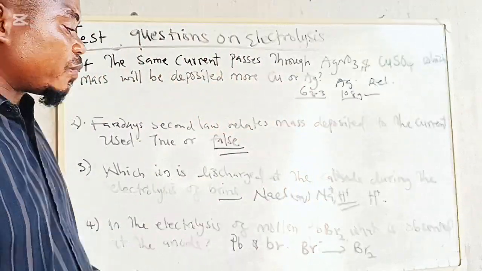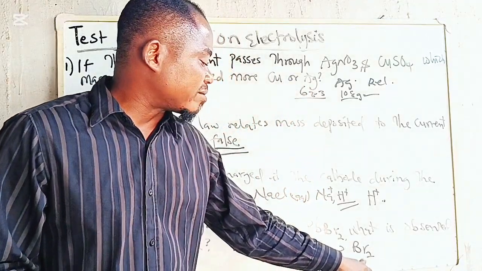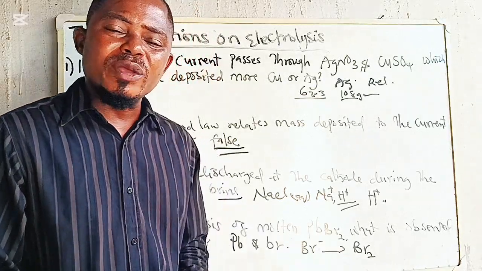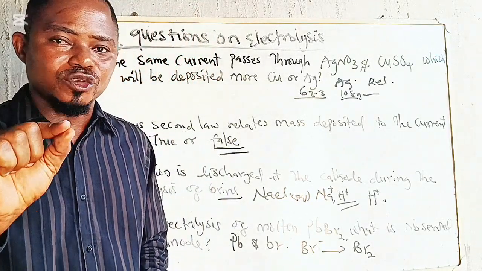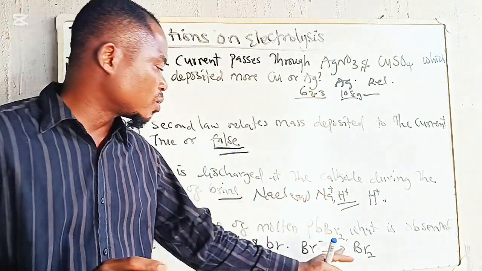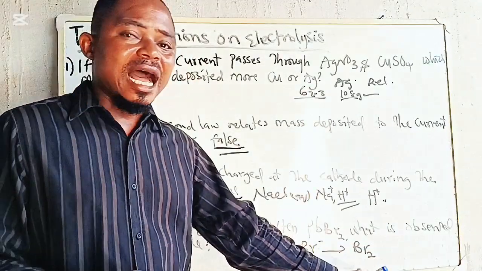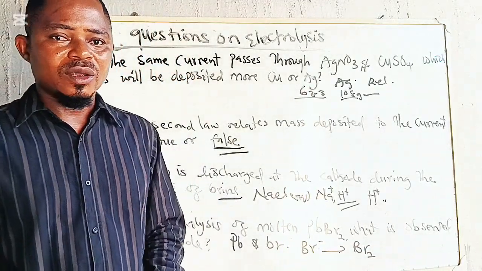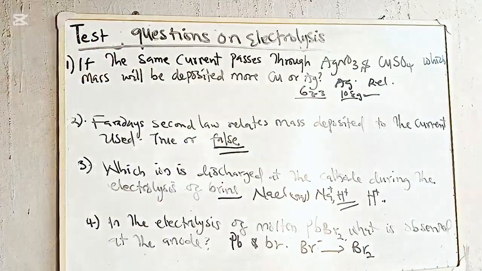So what will be observed? What you observe is actually the characteristic of bromine gas. You're going to be seeing brown fumes at the anode, because bromine is discharged and bromine gas is evolved. Alright, let's move to the next question.